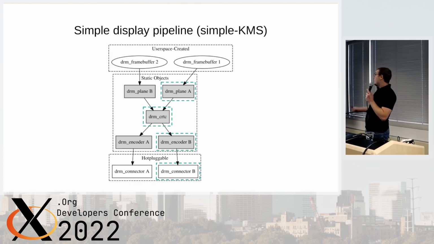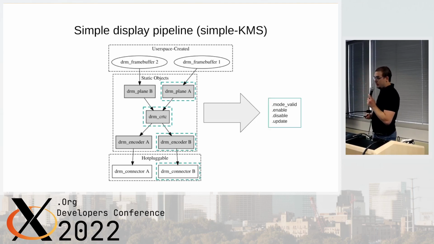So when using the simple-KMS, then a DRM plane, a CRTC, an encoder and connector, all those are taken as a single entity, and you have a single set of operations to operate on that simple display pipeline instead of the operations for each component as we saw before. So you have a mode valid to check the mode, an enable and disable that allows you to enable or disable the pipeline, and an update when you have an atomic mode set update.